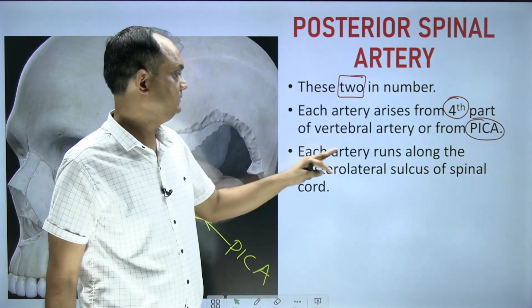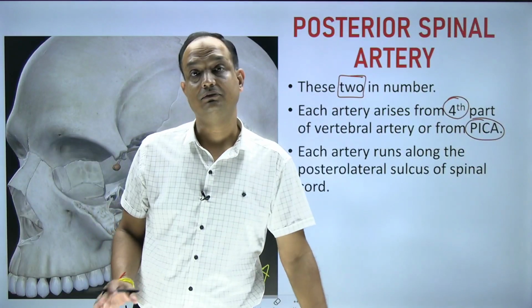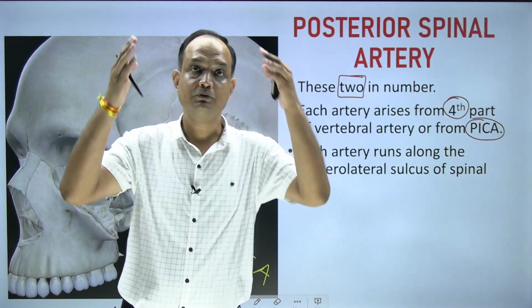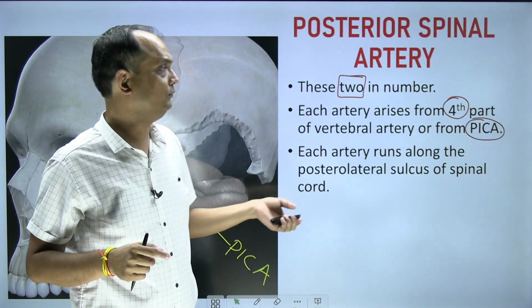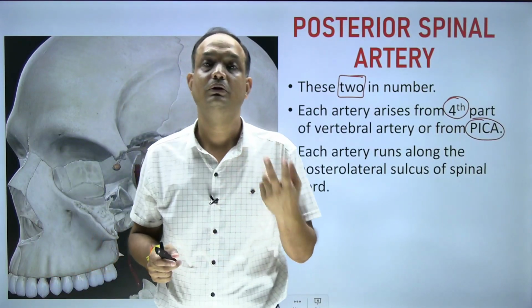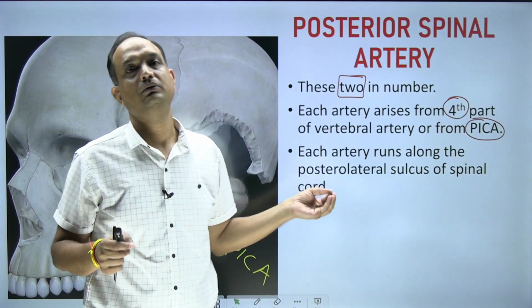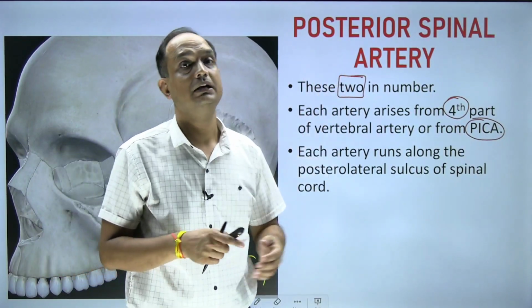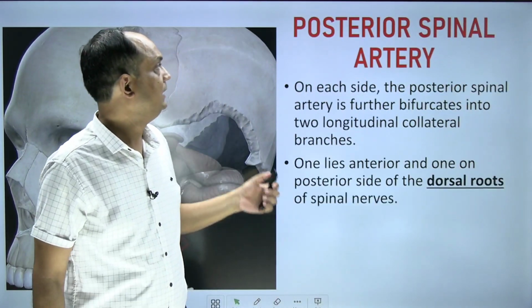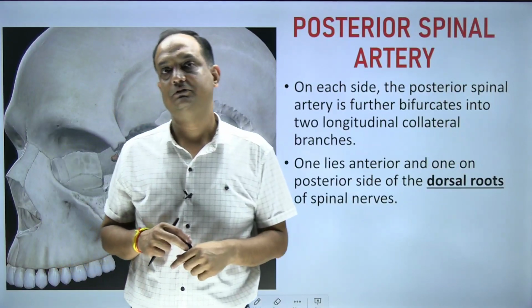Now each artery runs on the posterolateral sulcus of the spinal cord. So you know that the posterolateral sulci are present. Now you have the longitudinal channels. One is the anterior spinal artery, which is an unpaired artery, and you have the paired posterior spinal arteries. Now what will happen with the posterior spinal artery?